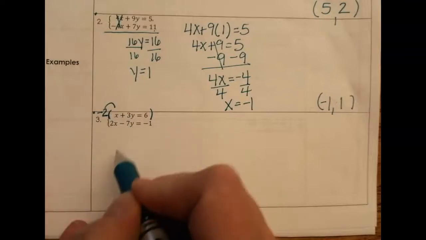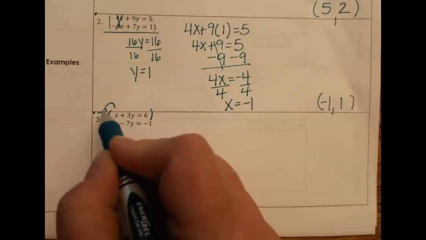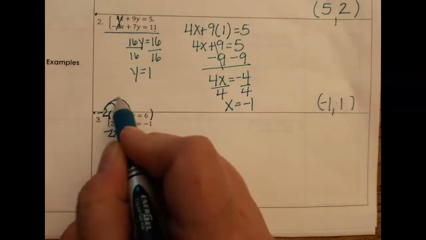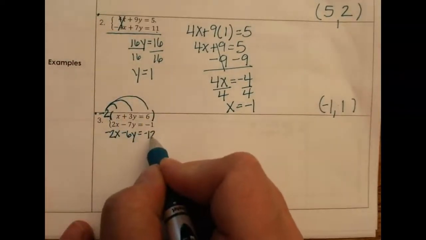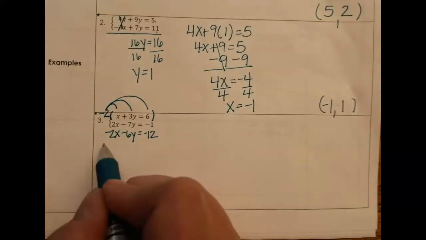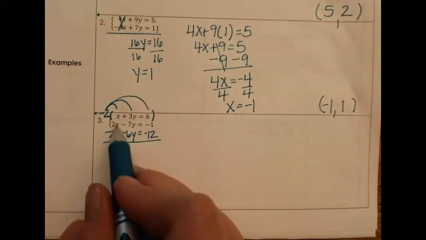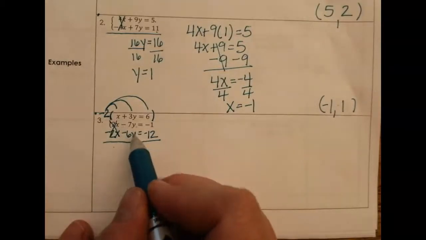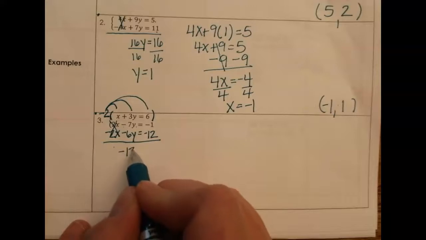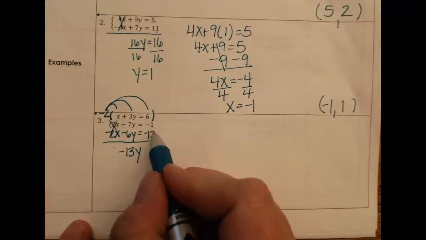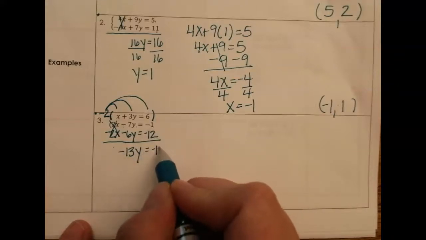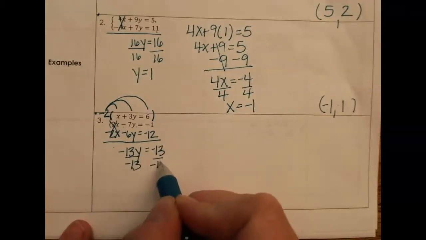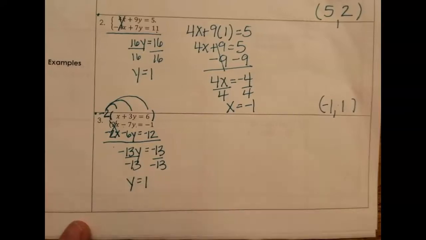Okay, so you have negative 2 times x gives you negative 2x. Negative 2 times 3y is negative 6y. And then you have negative 2 times 6 is negative 12. Now, adding straight down, you got 2 minus 2x, they eliminate, they're gone. Then I have negative 7y minus 6 more y is negative 13y. And I have negative 1 minus 12, which is negative 13. To get y alone, divide by negative 13 each side, and you get y equals 1.